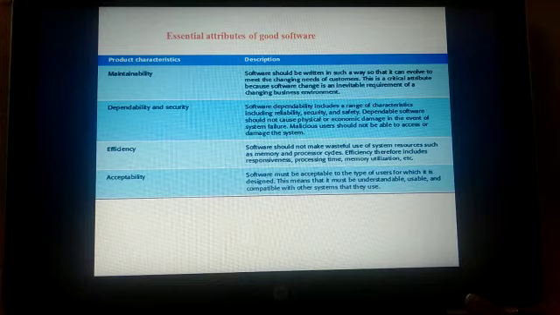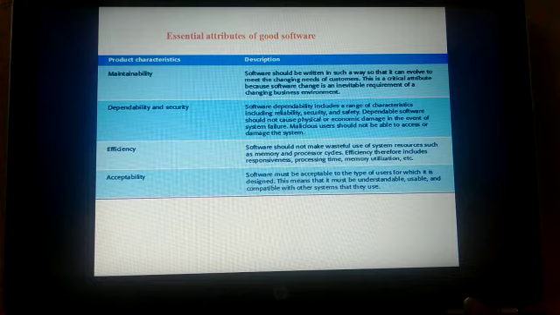Like other engineering disciplines, software engineering is also carried out within a social and legal framework, which limits the freedom of people working in that area. So it is very essential to have certain attributes of good software: maintainability, dependability and security, efficiency and acceptability are very important attributes of any good software.